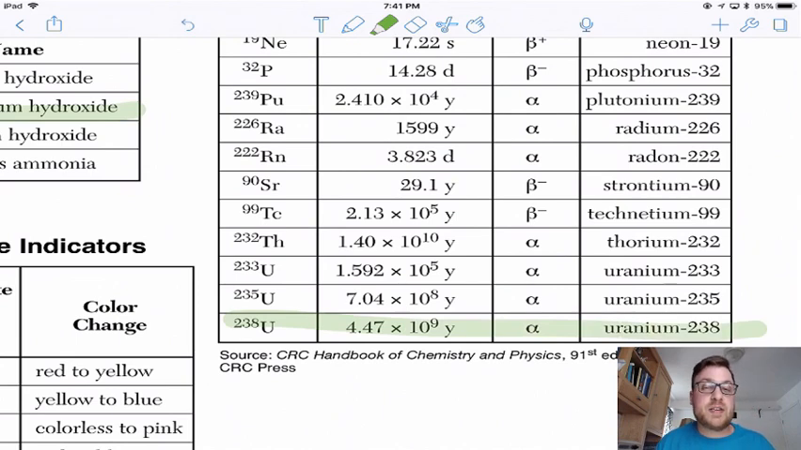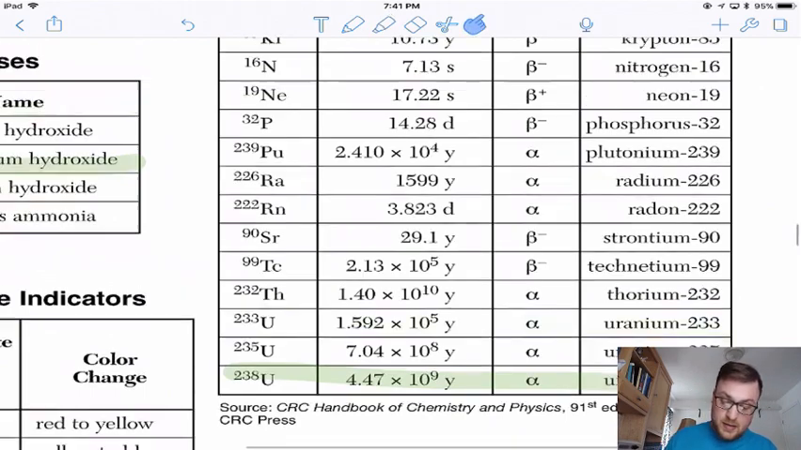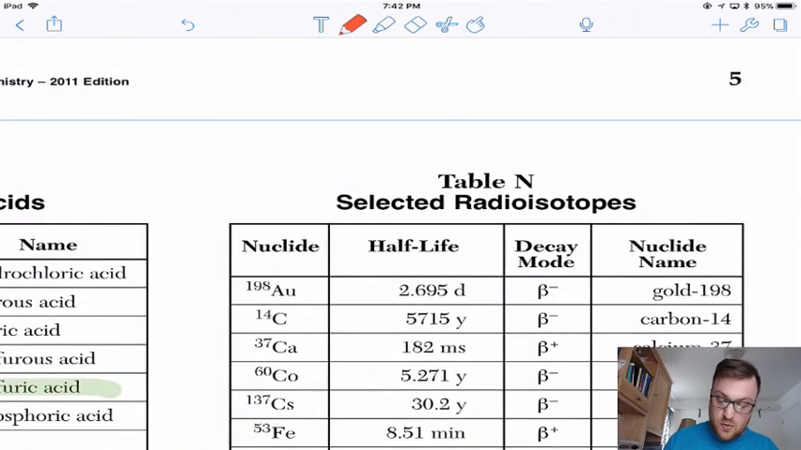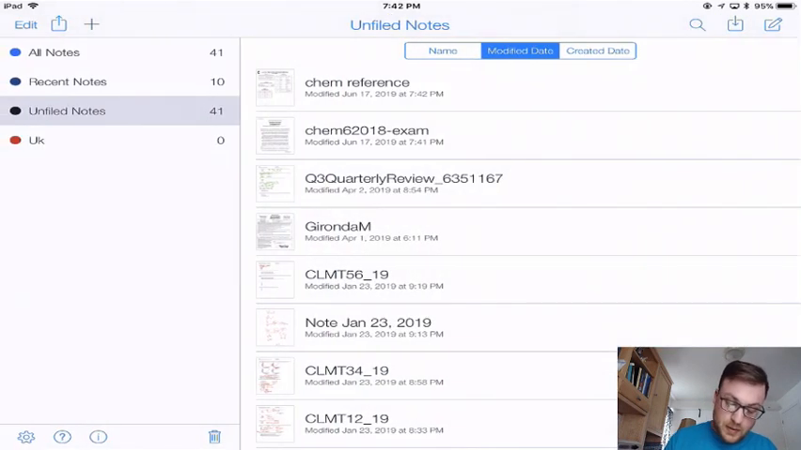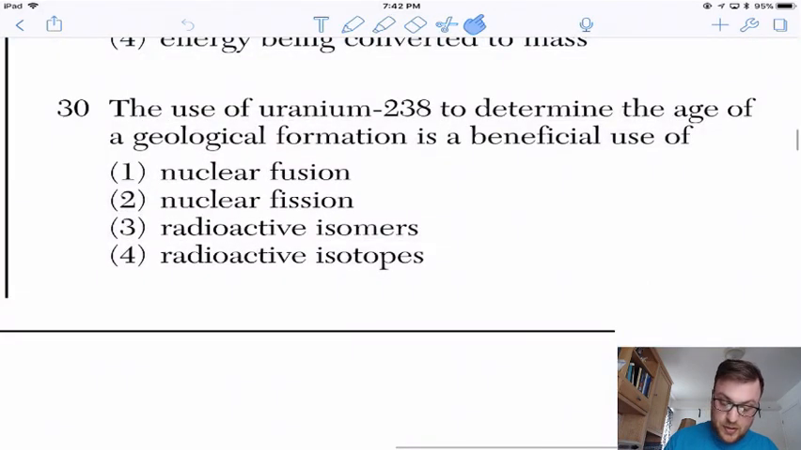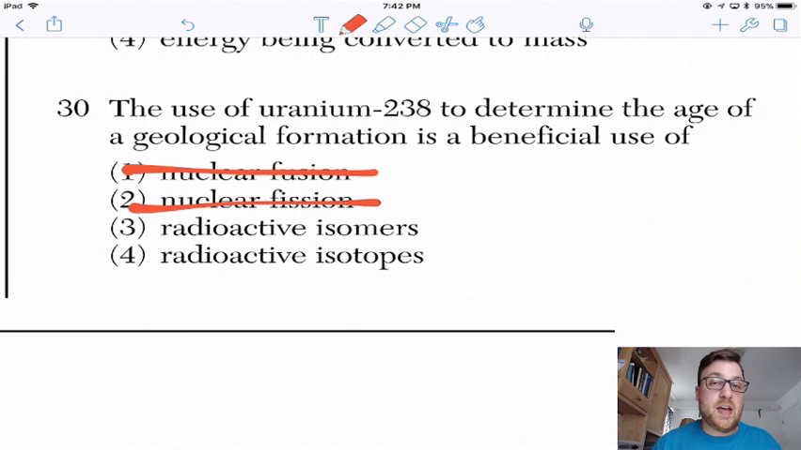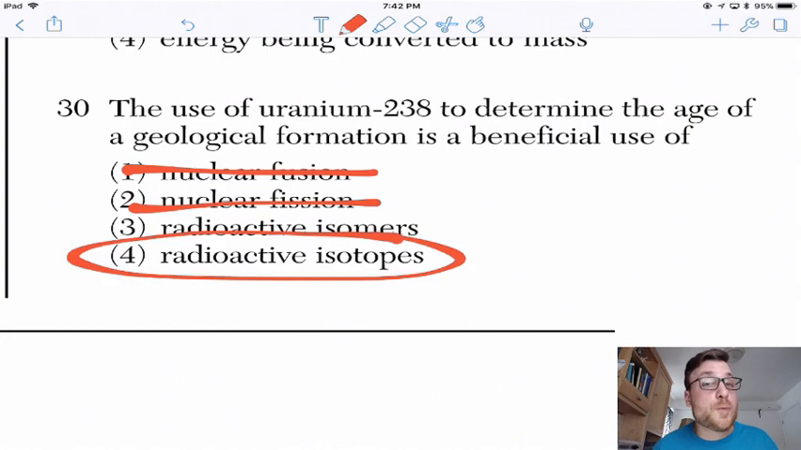What that means is that it's a natural process. There is no other required reactant for this to occur but uranium-238. Table N is called Selected Radioisotopes. Since it's a natural reaction, it is not fission or fusion. Fission and fusion might occur naturally, but they're considered artificial nuclear reactions because there are 2 reactants. That table was called radioisotopes, not radioisomers, so be careful.